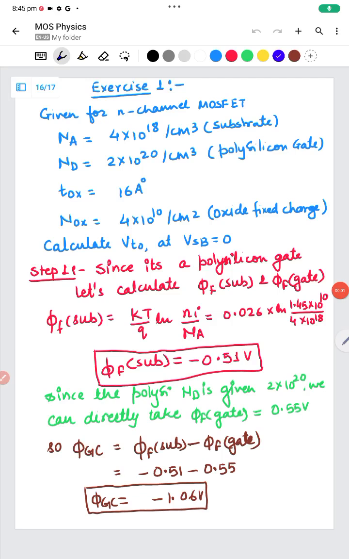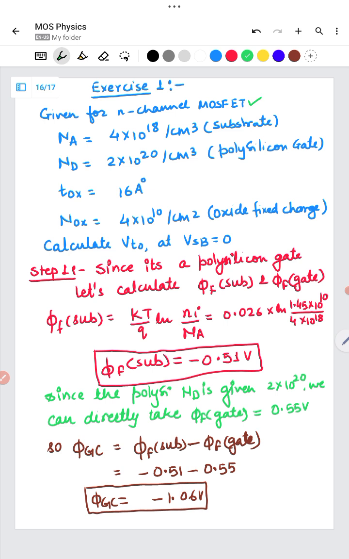In this lecture, we are going to take one numerical problem on threshold voltage. This is a very classical example because in this example, you can use most of the formulas which we have discussed till now. What is the problem? The problem is given for n-channel MOSFET, these are the parameters given to you.